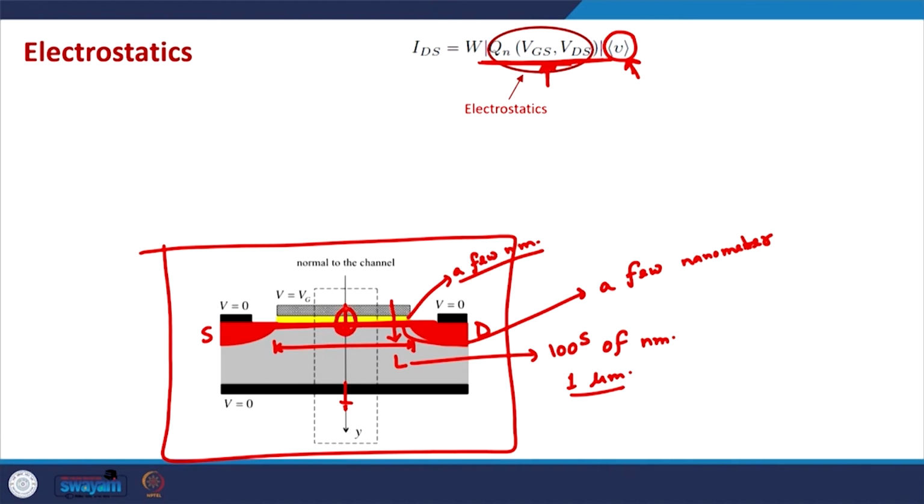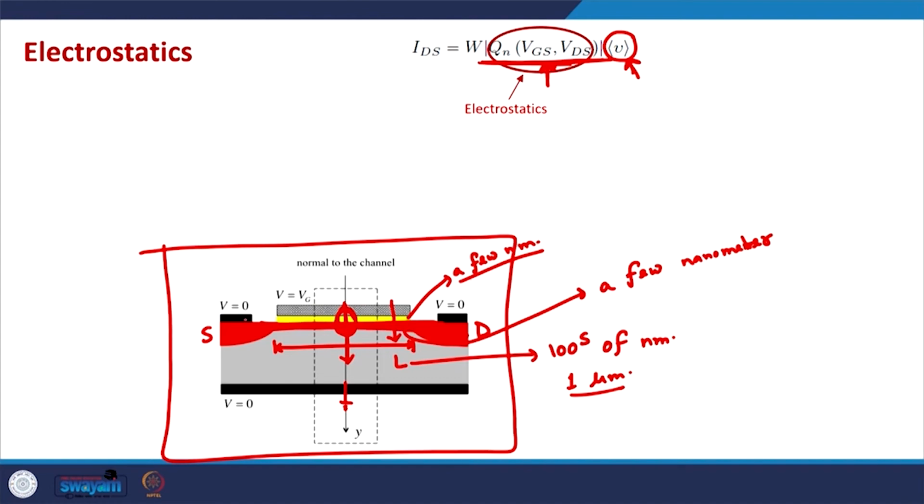So, generally the distance through which this voltage drops in this direction is less as compared to the distance through which the applied voltage on the drain drops in this direction, which means in other words that in traditional MOSFETs the electric field in this direction is high as compared to the electric field in this direction.